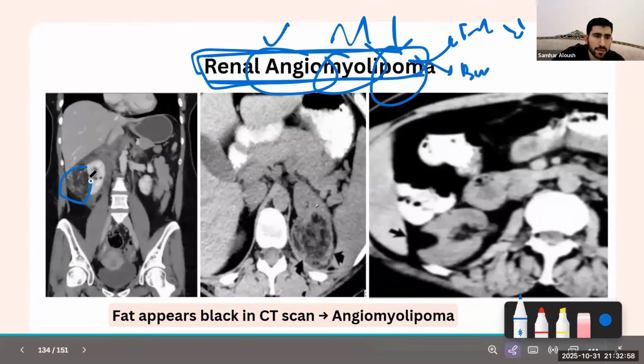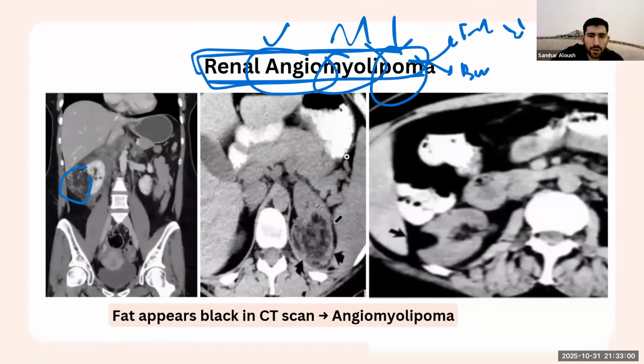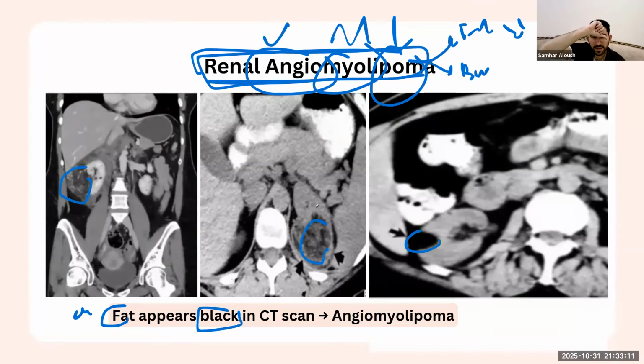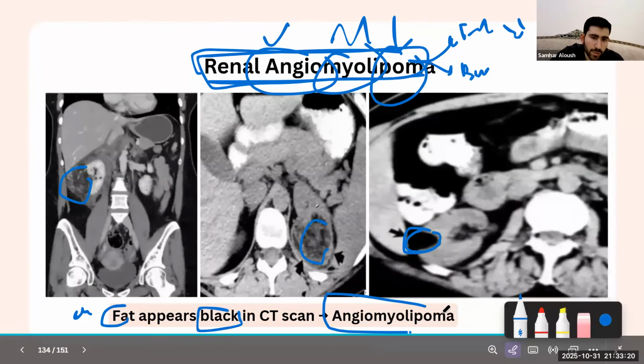How will it look? A mixture of everything. A mass that's full of everything. Also, one important thing: fat and air appear black in a CT scan. So in emphysematous pyelonephritis, if you saw black dots in the kidney, you chose emphysematous pyelonephritis. However, if you saw a black dot in the kidney, you will also choose angiomyolipoma.